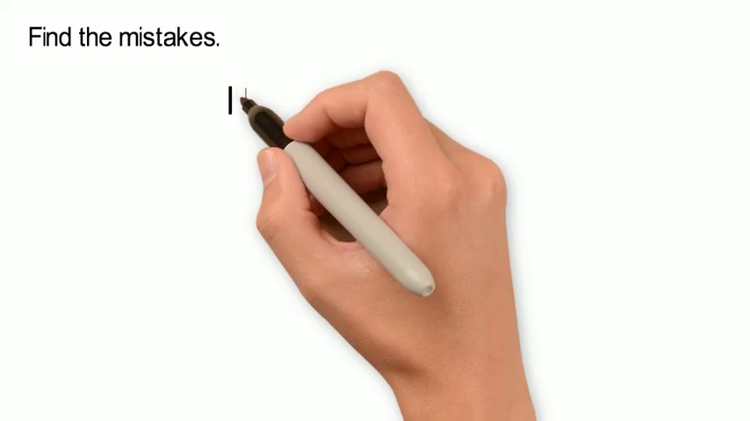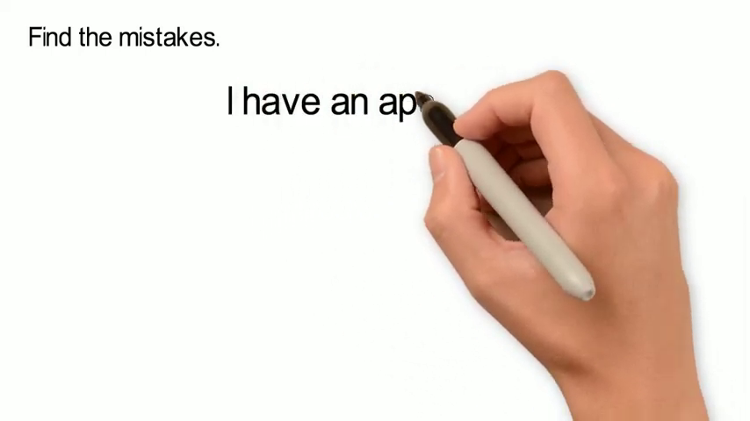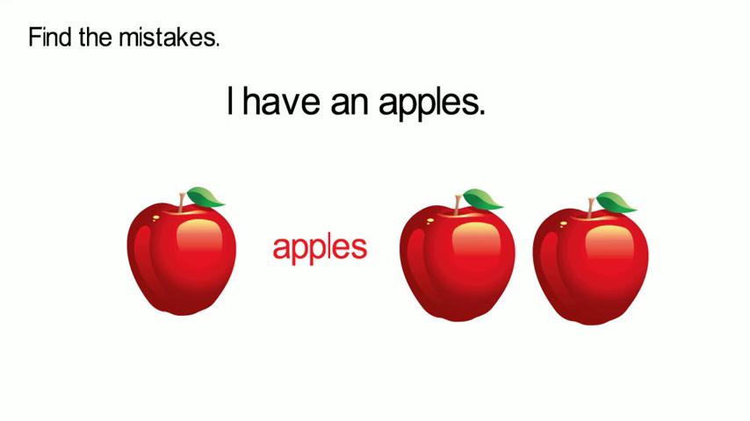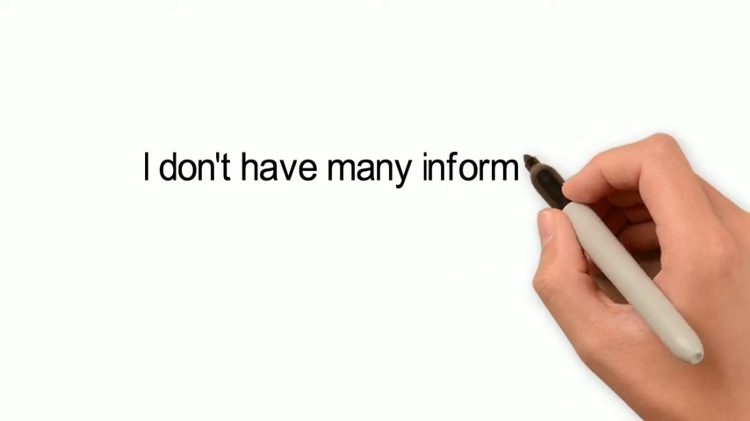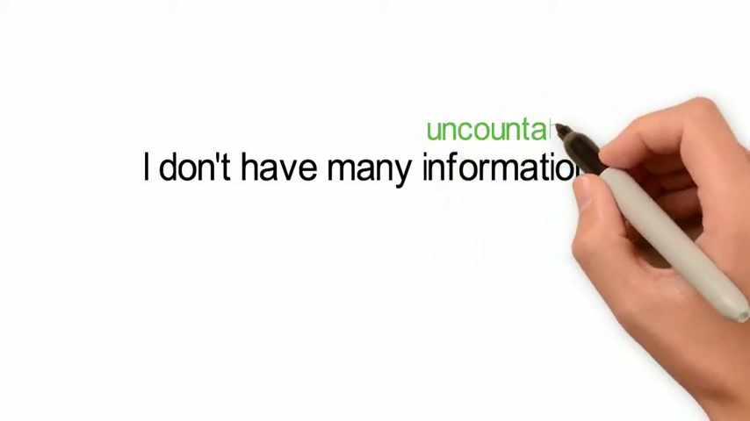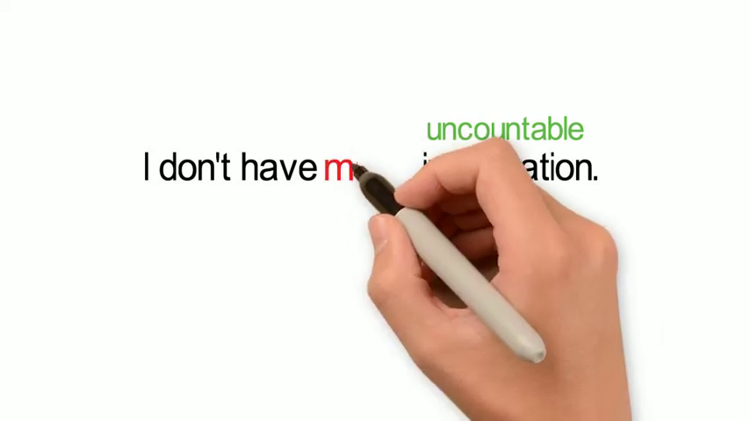Sentence 1. I have an apples. What's the problem with this sentence? Look at apples. Is it singular or plural? It's plural, so it doesn't need an in front of it. Sentence 2. I don't have many information. Information is not countable, so we should use much instead of many in the negative.